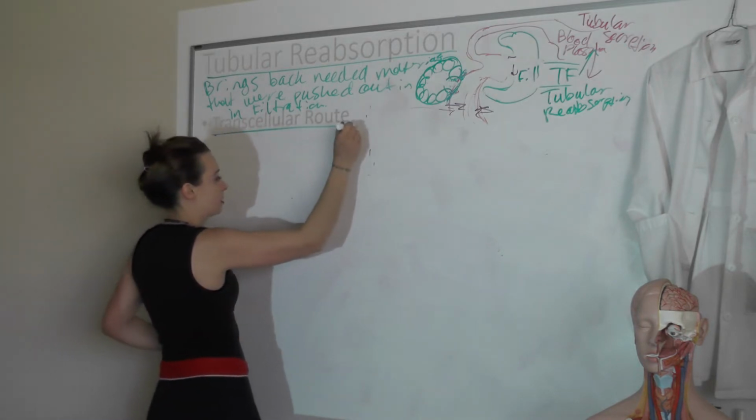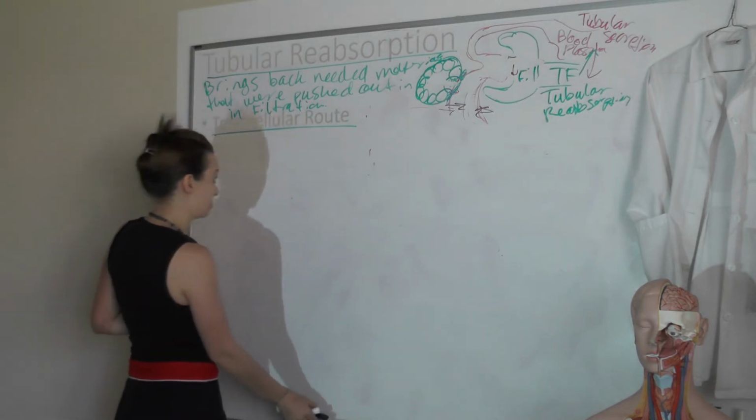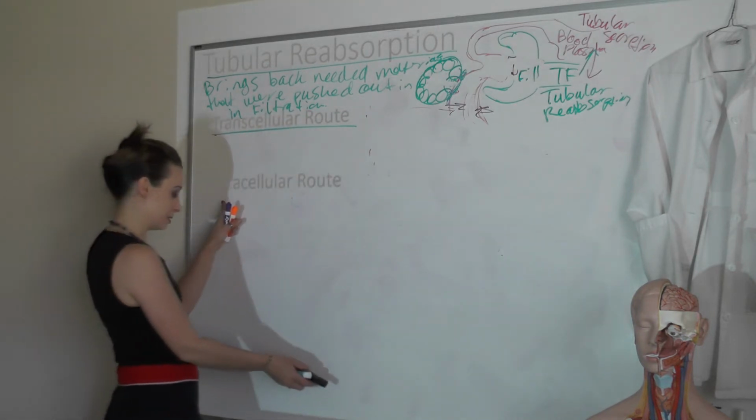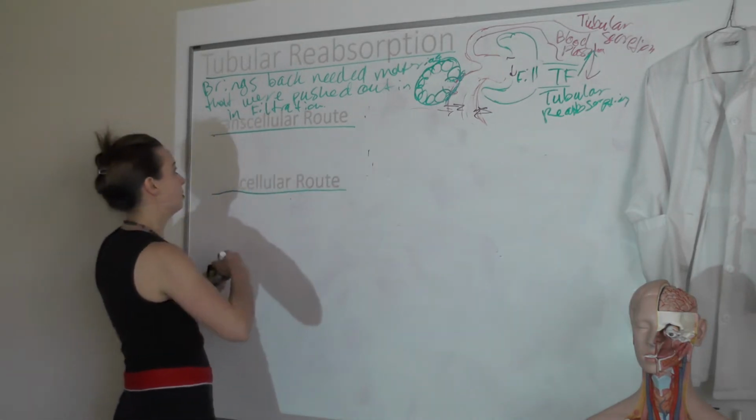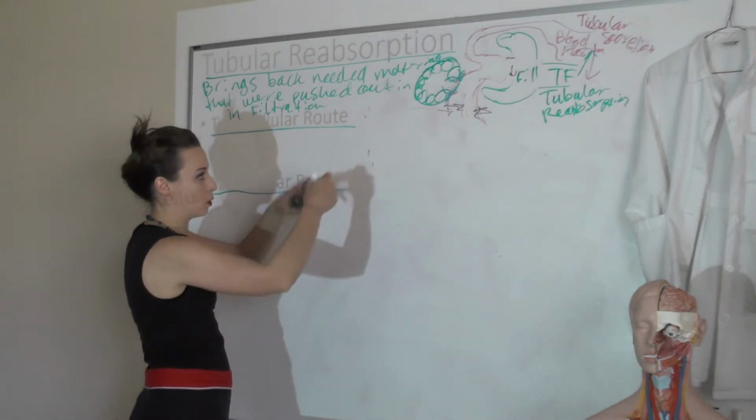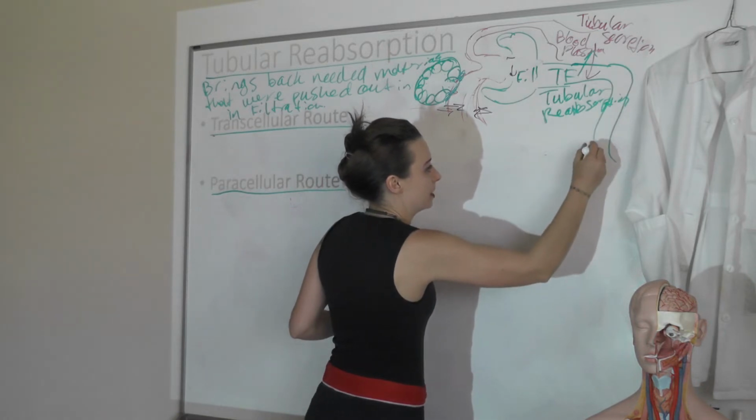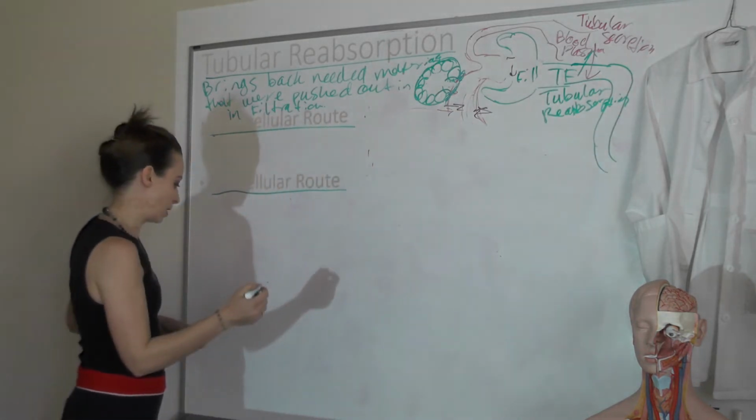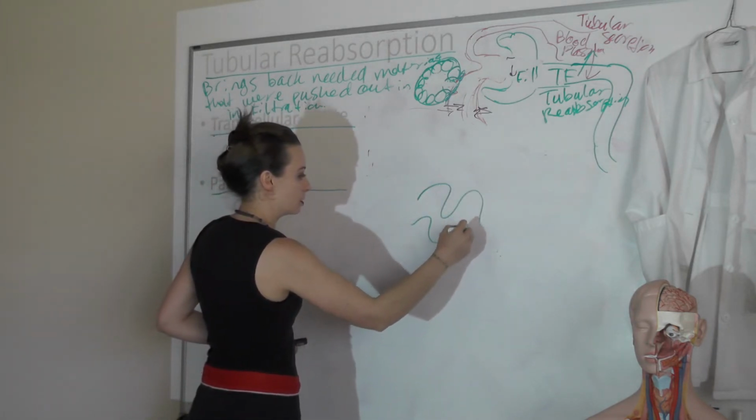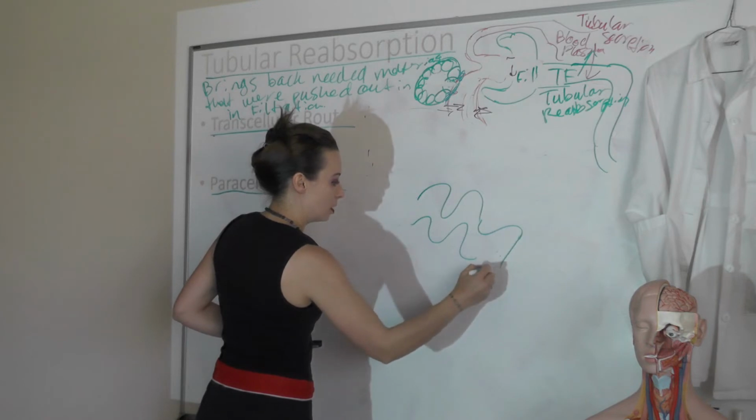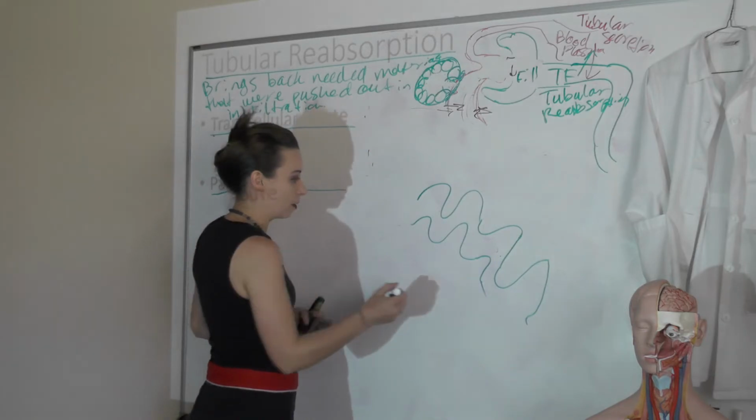And we can do this through the cells, across the cells, through the transcellular route, or we can do this between the cells through the paracellular route. So now we have moved away from the renal corpuscle and have entered the renal tubule, which again has our proximal convoluted tubule, our nephron loop, and the distal convoluted tubule. So here in the proximal convoluted tubule is where we're going to do most of the reabsorption of our filtrate.